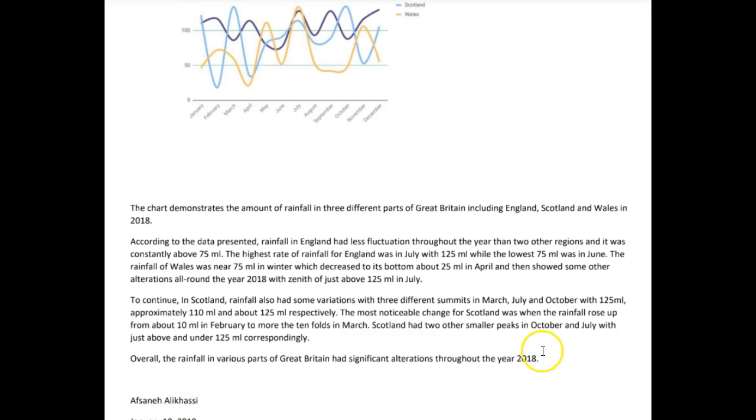The rainfall experienced a tenfold increase from about 10 ml in February to, I don't know, what is that number in March? Whatever, 125 or something in March. Scotland had 2 other small peaks in October and July with just above and under 125 ml accordingly. Okay, overall, the rainfall in various parts of Great Britain had significant alterations throughout the year 2018.